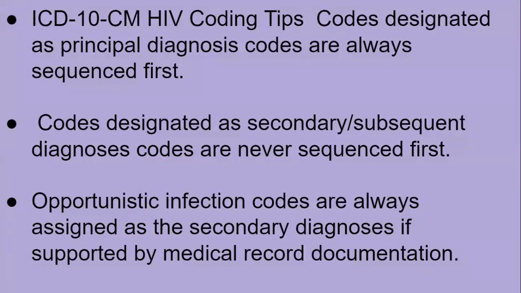Let's do some coding tips. HIV coding tips: codes designated as principal diagnosis codes are always sequenced first. Codes designated as secondary or subsequent diagnosis codes are never sequenced first. Opportunistic infection codes are always assigned as the secondary diagnosis if supported by the medical record documentation.